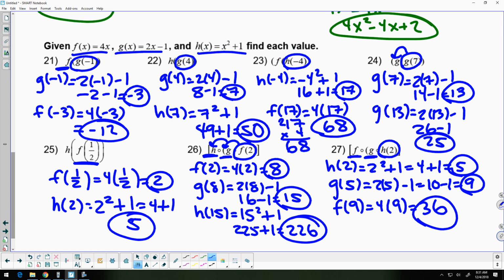Okay, so there's our operations with functions. Again, adding, subtracting, multiplying, dividing, and then you've also now seen compositions of functions.